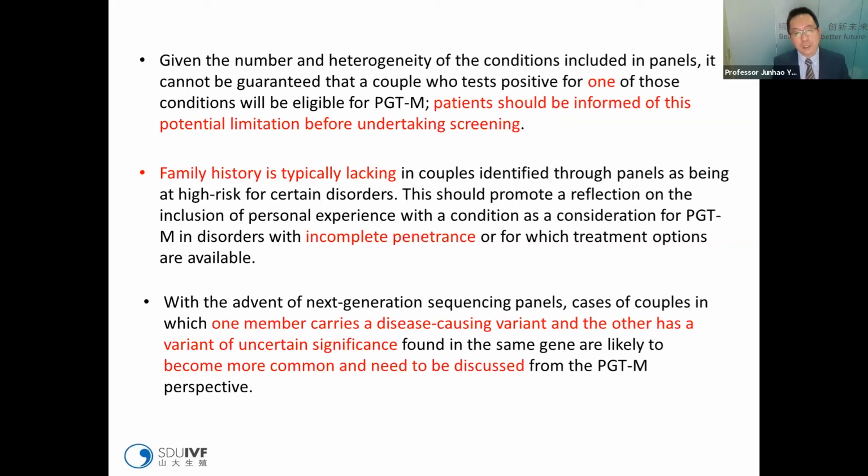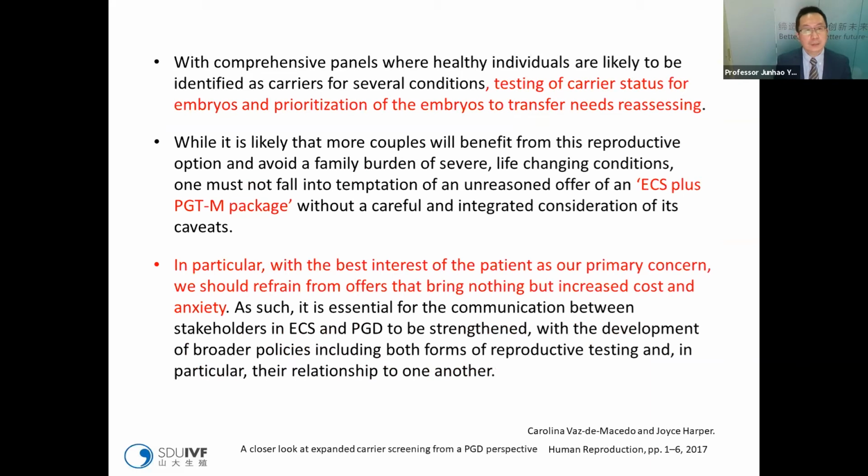So with the advent of NGS, cases of couples in which one member carries a disease-causing variant, and the other has a variant of uncertain significance found in the same gene, are likely to become more common. And these need to be discussed from the PGT-M perspective. So with comprehensive panels, where healthy individuals are likely to be identified as carriers for several conditions, testing of carrier status for embryos and prioritization of the embryos to transfer needs reassessing.